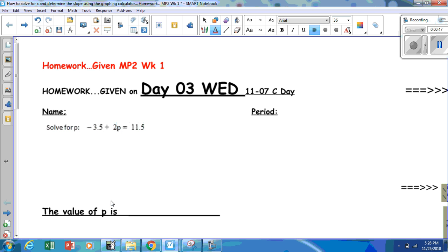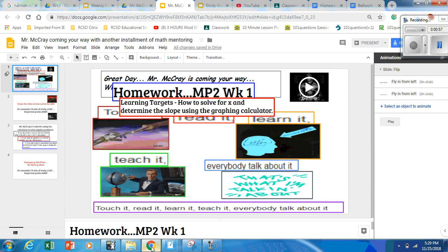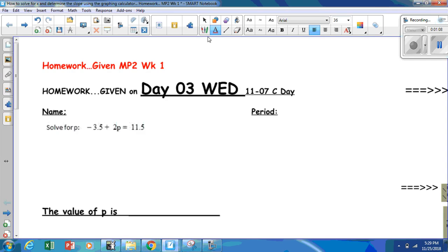Our lesson today, guys, we're going to focus on the homework that was given out in week 1. And that learning target: how to solve for x and determine the slope when using a graphing calculator. All right, as always, let me grab my best friend, the magic pen, and let us consider the first problem.